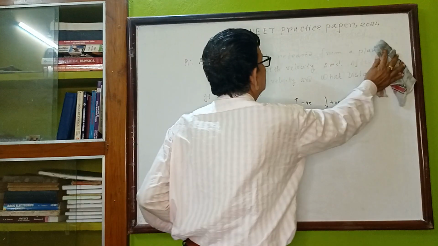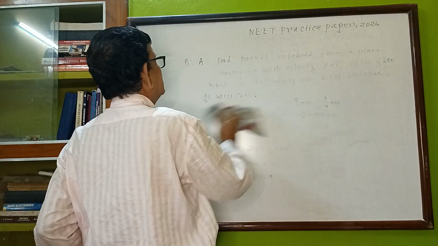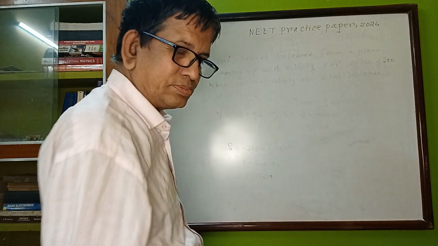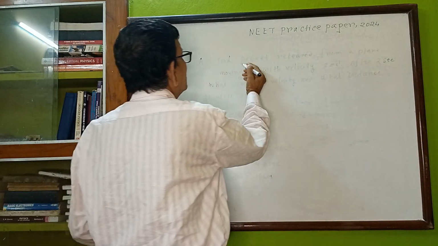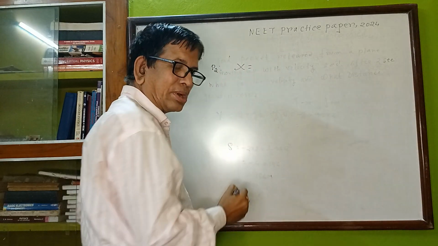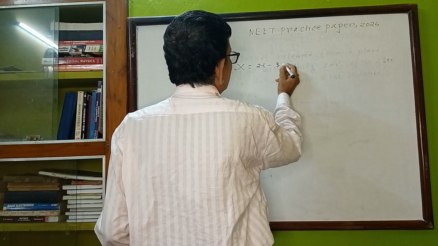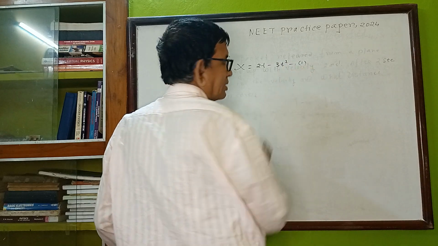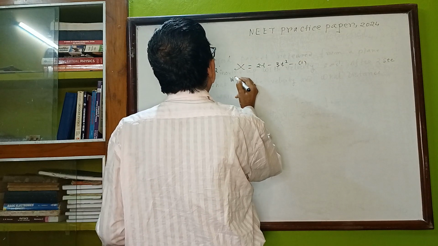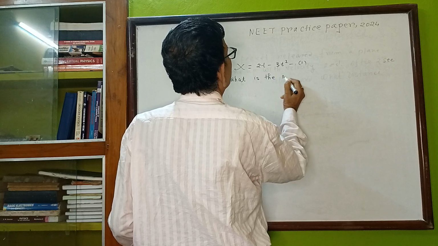Problem number 2: x equal to data given, that is 2t minus 3t square, 2t minus 3t square. Clear? Calculate what is the maximum velocity? What is the maximum velocity?